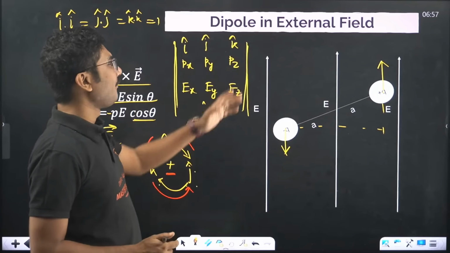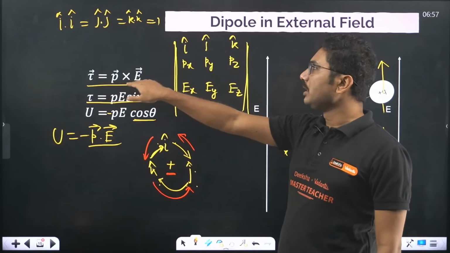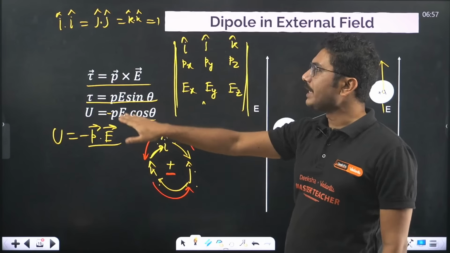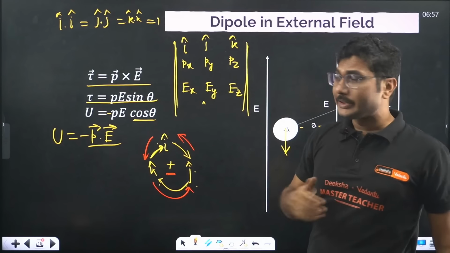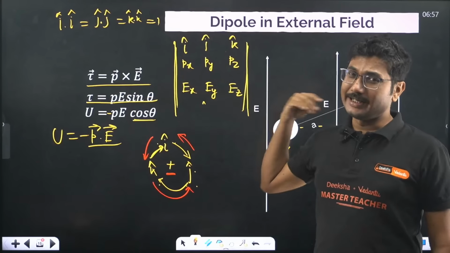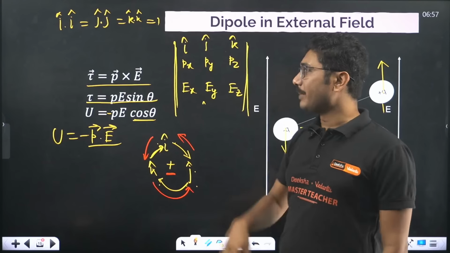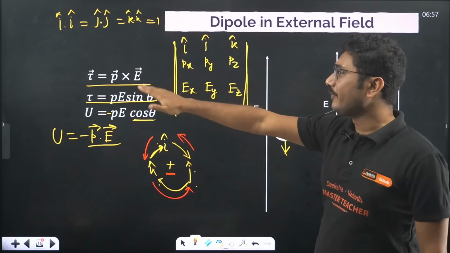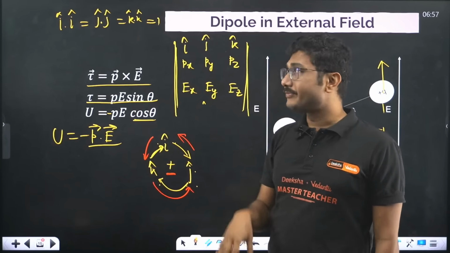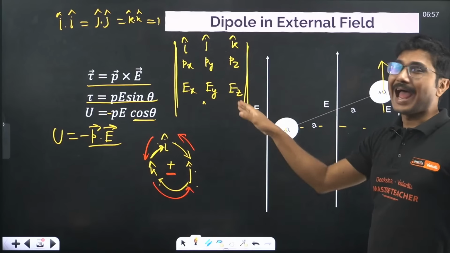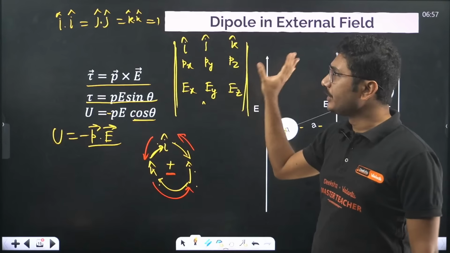Dipole in external field. So if you keep a dipole in an external field, you remember that torque equals P cross E, and torque equals PE sin theta. Okay, if the magnitudes are given, you just need to do PE sin theta. Theta will be given, P will be given, E will be given. You just need to multiply them and calculate the torque. But if they ask you vector wise, suppose they give you that P is represented by this vector and E is represented by this vector, then you have to use the cross determinant method. Okay, you have to solve it using the determinant method.